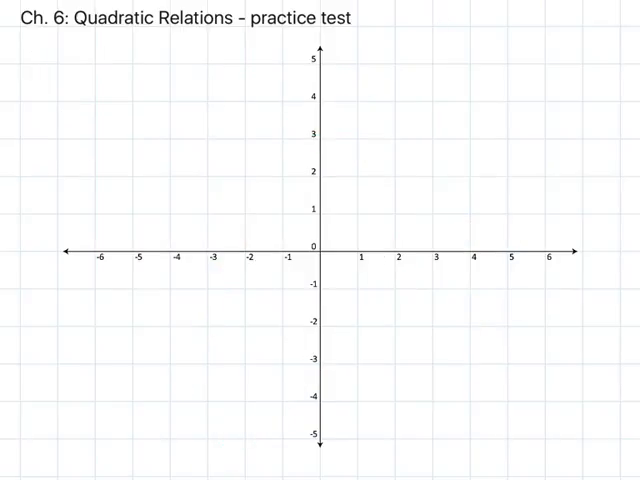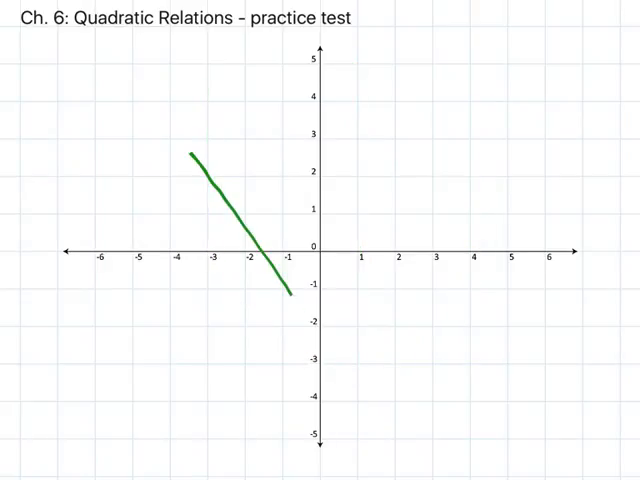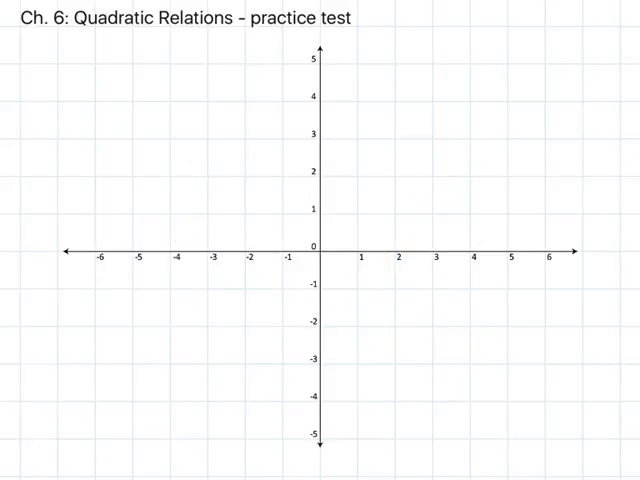For 2, which of these relations appear to be quadratic? So, A and C would be quadratic. The parabola means that it's quadratic. It needs to be symmetrical over the axis. Having a 90-degree corner, this is not a parabola. Parabolas have a curve to them. So, that is why B is not quadratic.